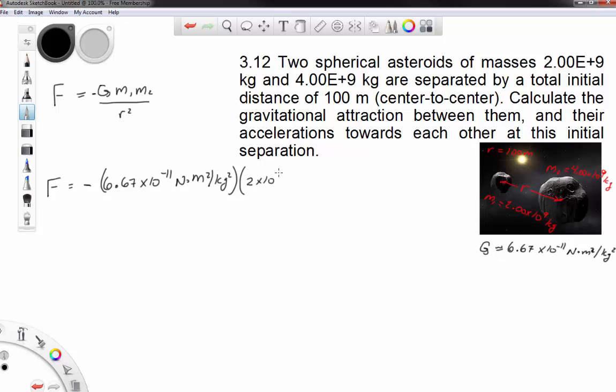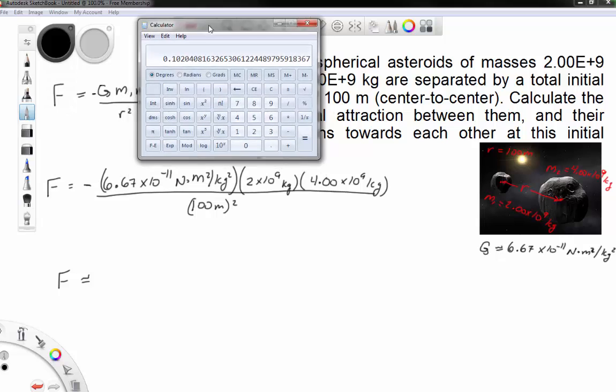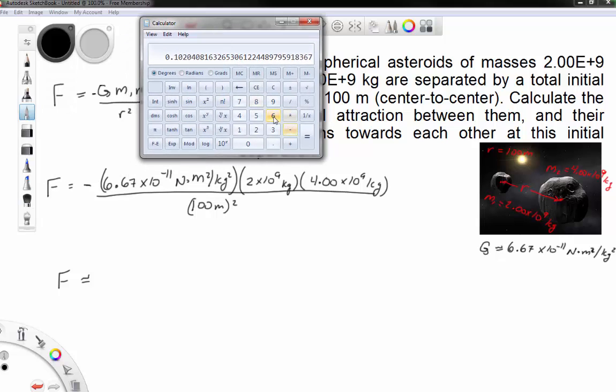That is times 2 times 10 to the 9 kilograms, 2.00 times 10 to the 9, that is. And then 4.00 times 10 to the 9 kilograms. And then we divide that by the radius squared, which would be 100 meters quantity squared. So now we can use the calculator.